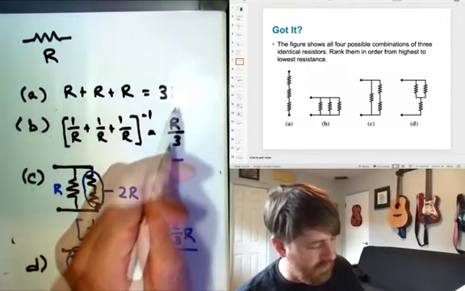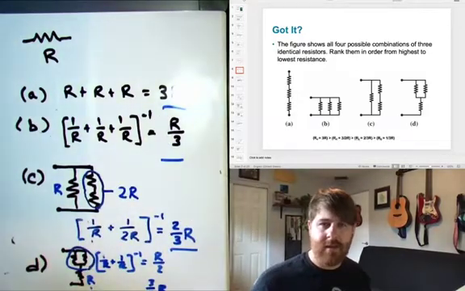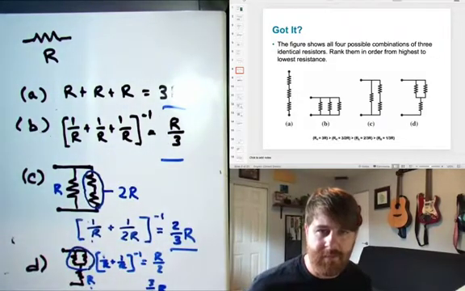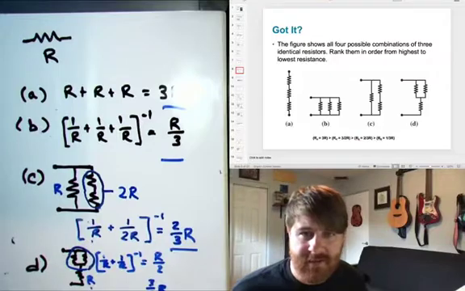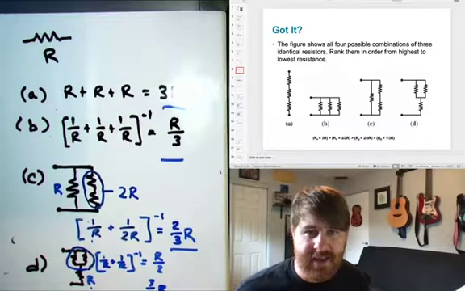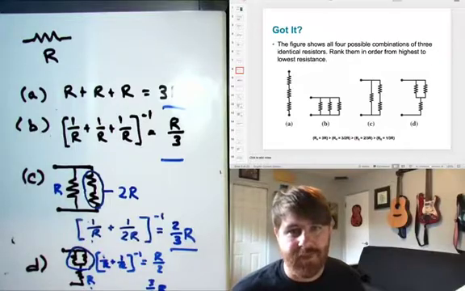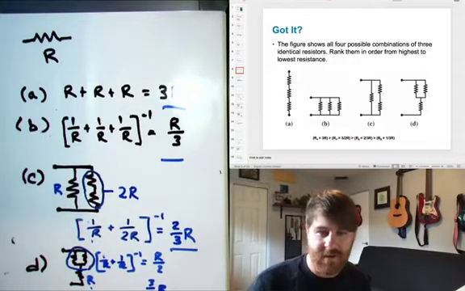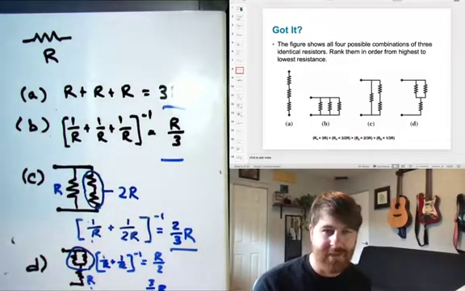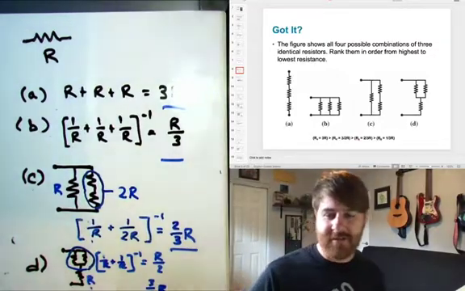So we can see that A is the biggest, B is the smallest, D is the second biggest at 3/2 R, and C is the third biggest at 2/3 R. Okay, hopefully that made sense out of resistors in series and parallel.